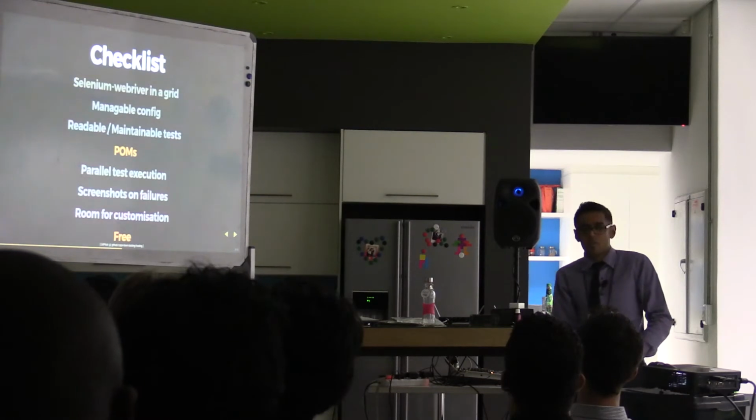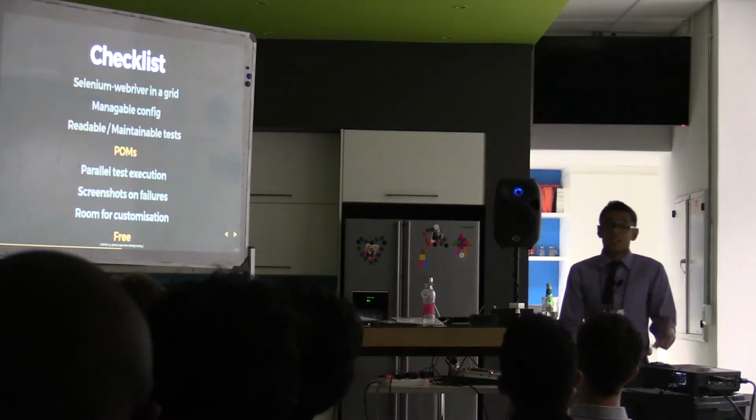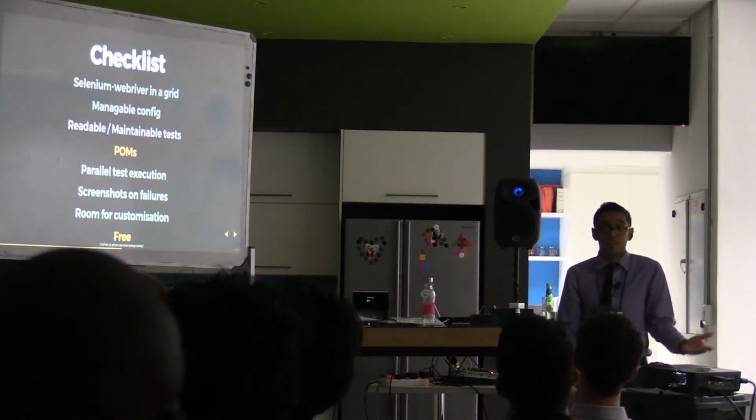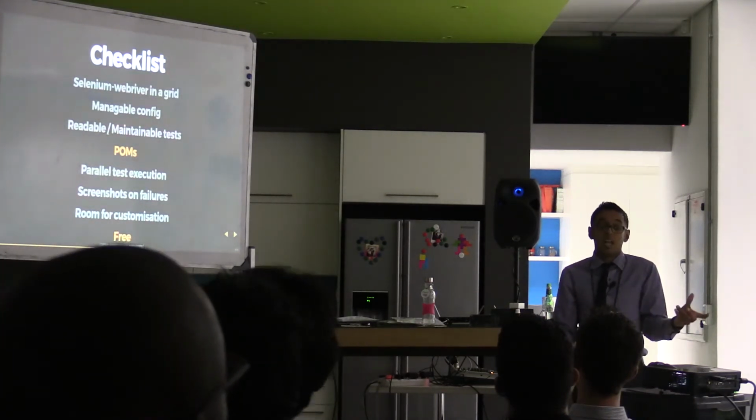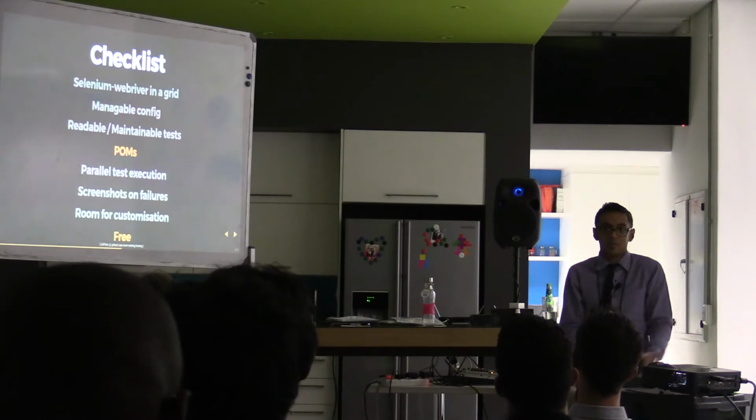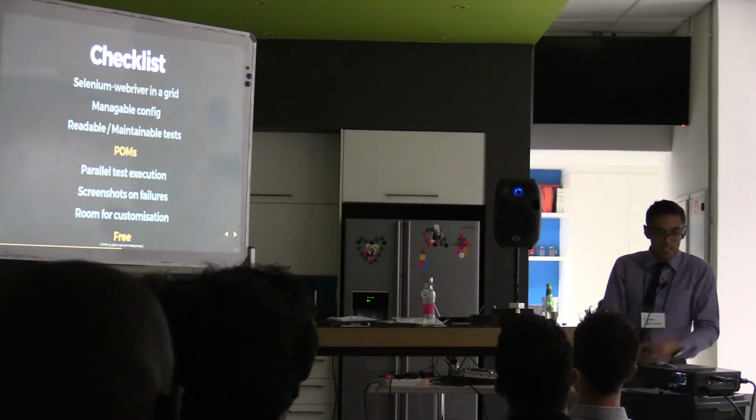Screenshots on failure is quite a common concept in front-end UI automation. If something failed, I want to see what failed, so you want to take a screenshot. I don't just want a line that says I couldn't click button X. I want to see that button X couldn't actually be clicked.